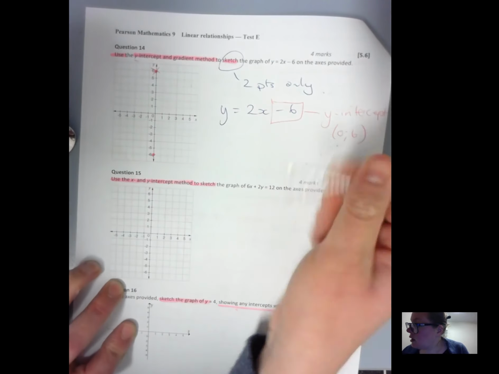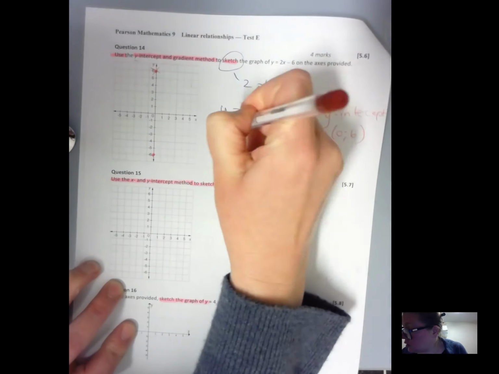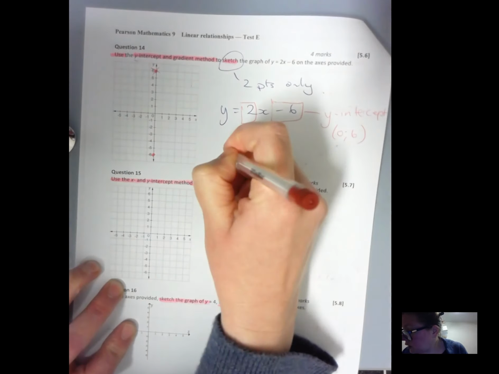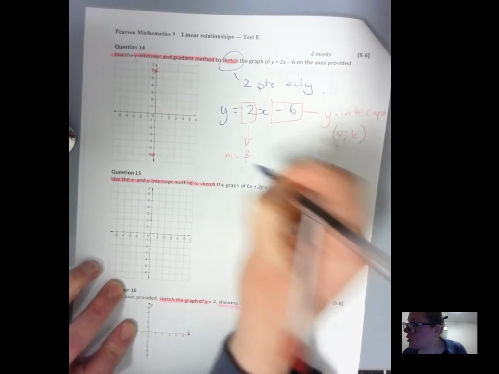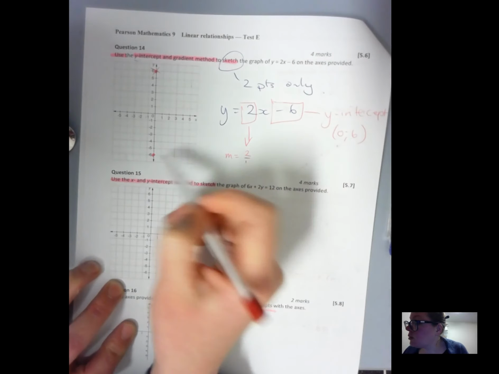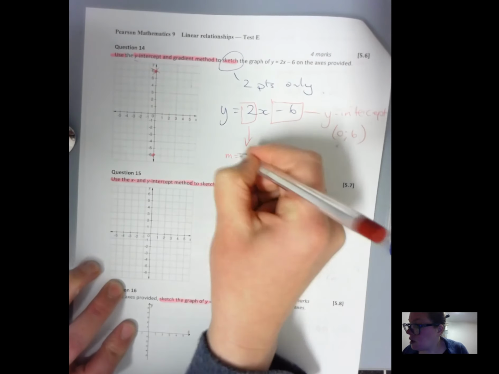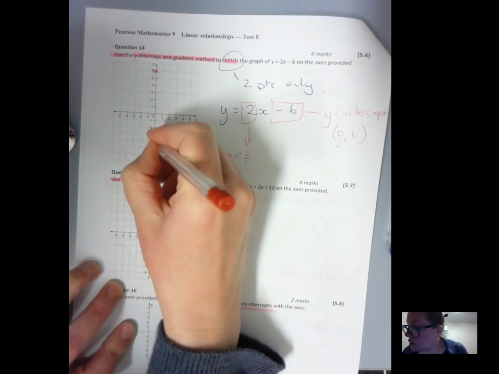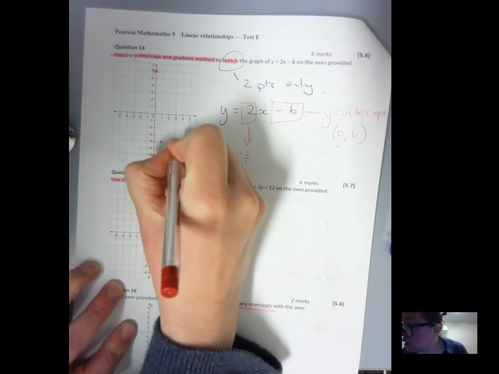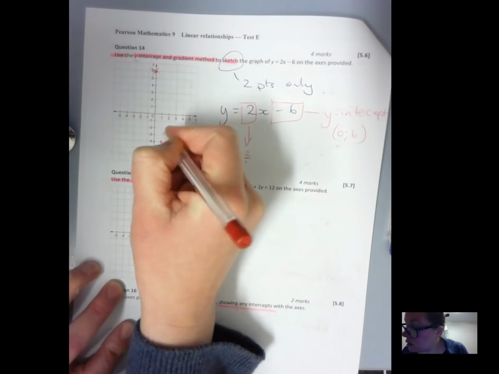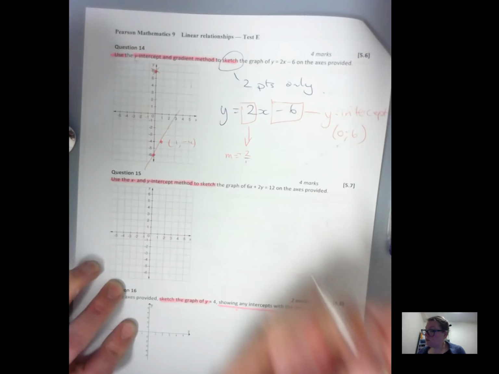Then I would be showing that this is my gradient, so gradient equals 2. And remembering that that means that there's a little 1 over there, so for every 2 that we go up, because it's positive, we're going up 2 and across 1, and that's our second point. Put in your coordinates in order to get full marks. Join them with a line using a ruler preferably.